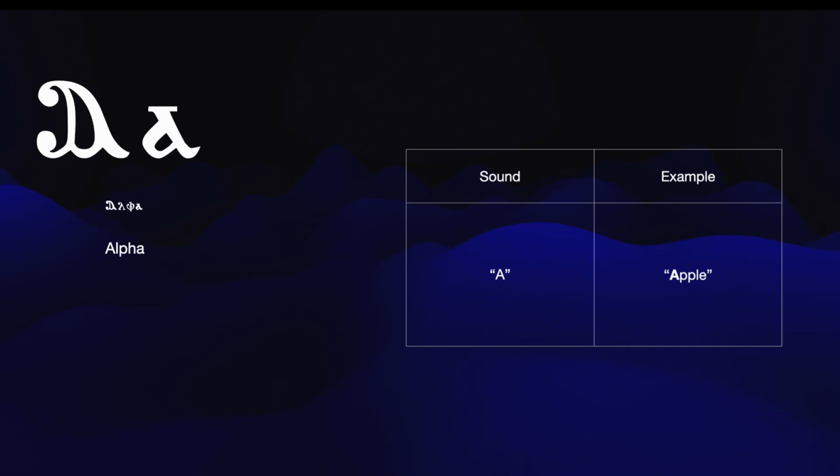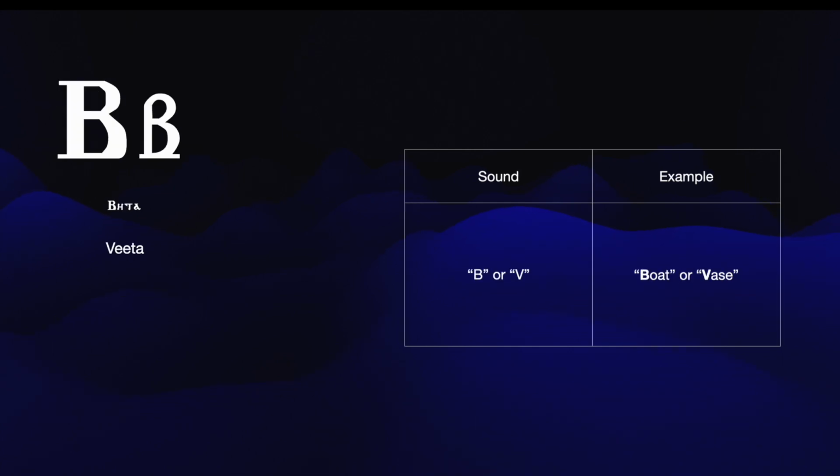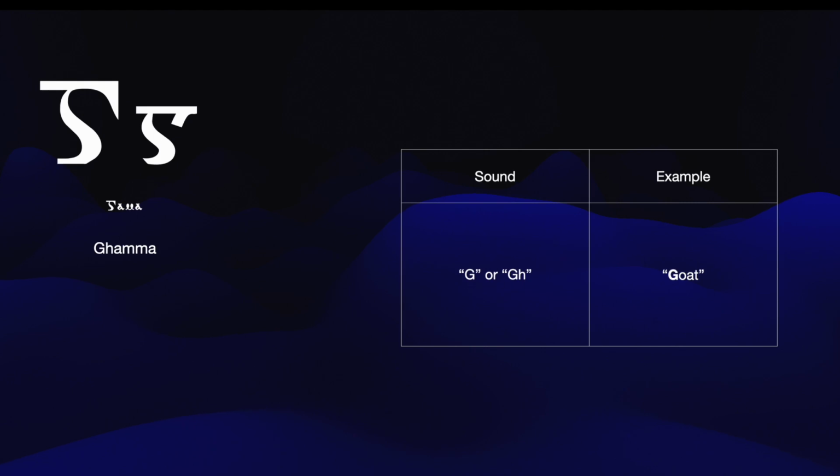So the first one, this Greek alpha, makes an A sound like in apple, right? And that's always what it does. Vita either makes a B sound or a V sound, depending on what follows it. If there's a vowel after it, it makes a V sound. Otherwise, it makes a B sound.